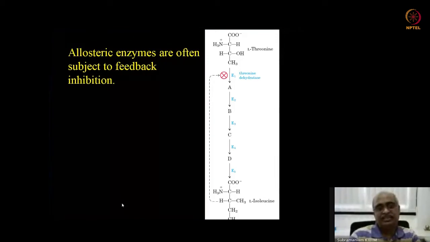And allosteric enzymes are often subject to feedback inhibition. So this is an important concept. So remember, metabolic pathways, we are right now studying the property of individual enzymes, but in our body, enzymes function in a series of reactions. Okay, I keep telling this: glucose getting converted to pyruvate through a series of steps. So this is what you are seeing here. This is an amino acid biosynthesis, threonine becoming isoleucine through these intermediates, and each step is catalyzed by one enzyme.